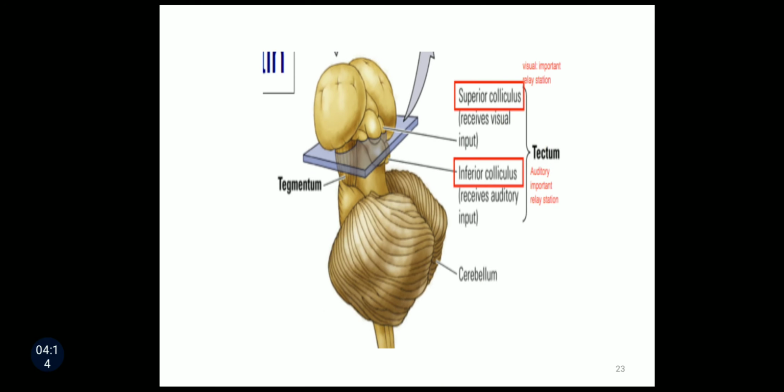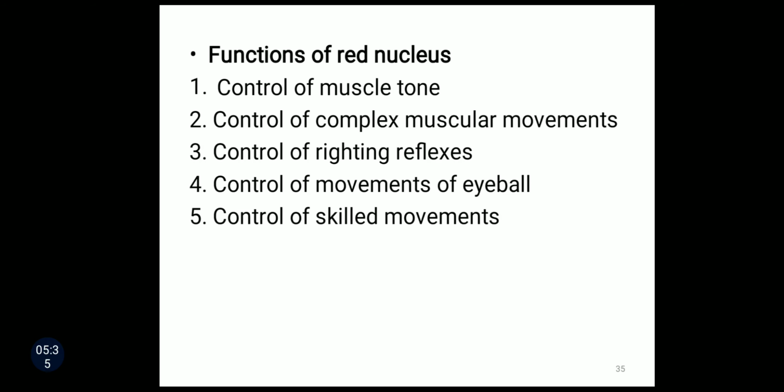The next one is about the functions of red nucleus. Red nucleus plays an important role in controlling the muscle tone. Then the second function is it controls complex muscular movements. This complex muscular movement means it involves a large amount of muscles and also joints. For example, riding a bicycle. Here many joints and many muscles are involved in these movements. So this is one of the examples of complex muscular movement.